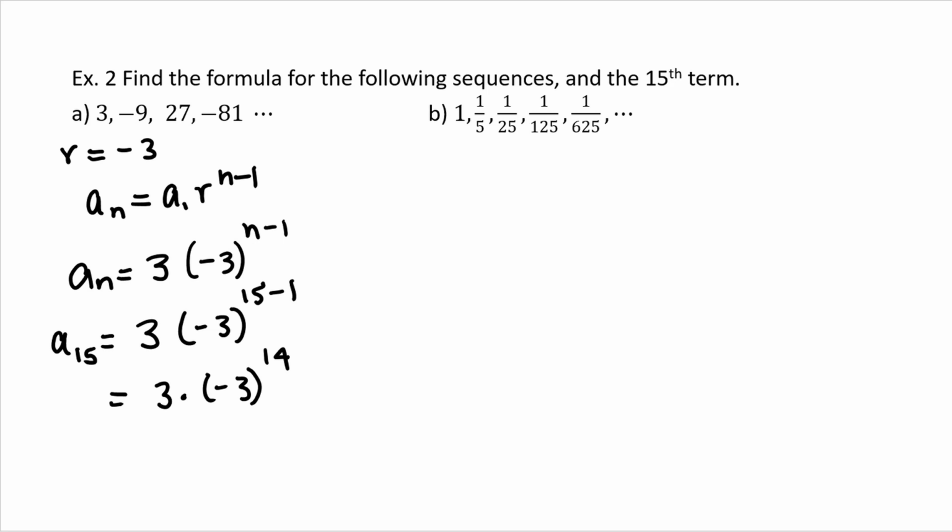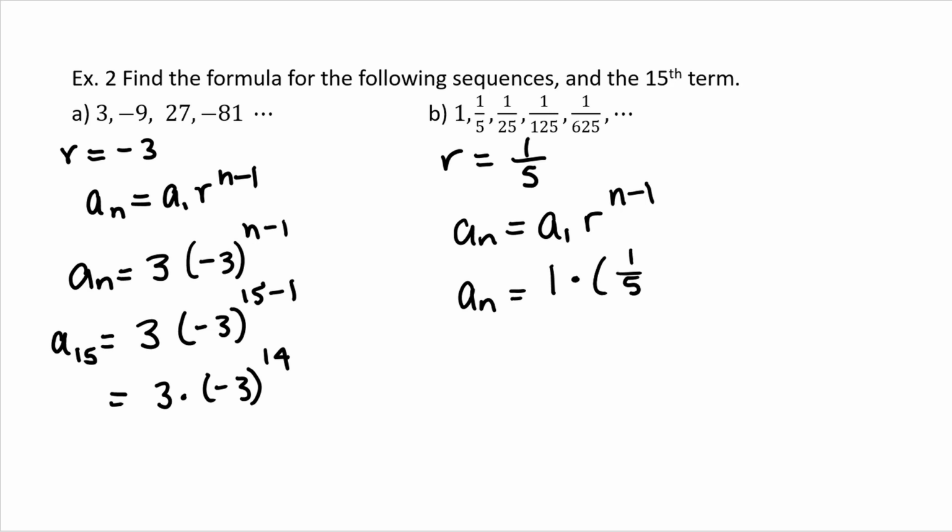Let's do part B. 1, 1/5, 1 over 25, 1 over 125, 1 over 625. I see a pattern here. The common ratio here is a factor of 1/5. The formula that we use to get the nth term of a geometric sequence is a sub n equals a sub 1, that's the first term, times the common ratio raised to the power of n minus 1. So we'll write a sub n equals, the first term is just 1.